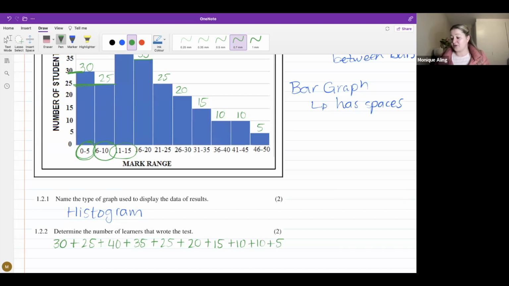and then always double check that you've got all the numbers, you haven't forgotten a bar, so you count how many bars there are and make sure that you have the same amount of numbers. Okay, and if you add all of that together, and I saw most of us did get this answer, it's 215 learners that wrote this test.